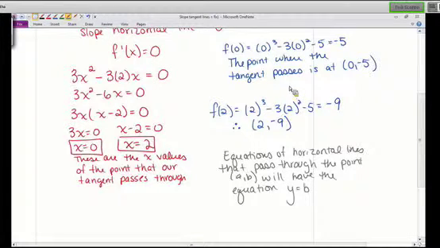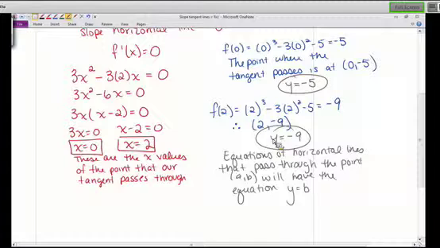So with that being said, our equation for our horizontal tangent line that passes through the point 0, negative 5 will be y is equal to negative 5. And the equation here will be y is equal to negative 9. And that is our answer. Are there any questions on 3?